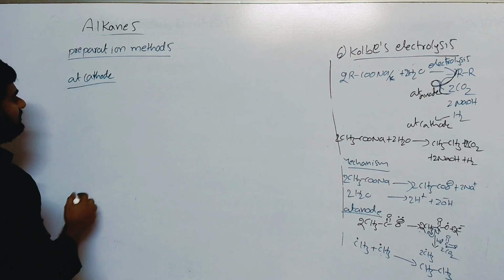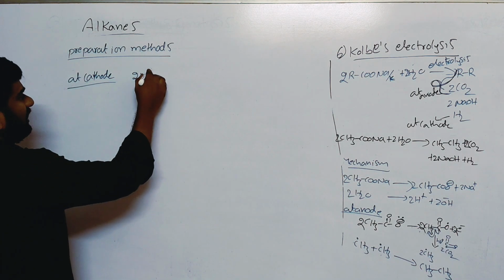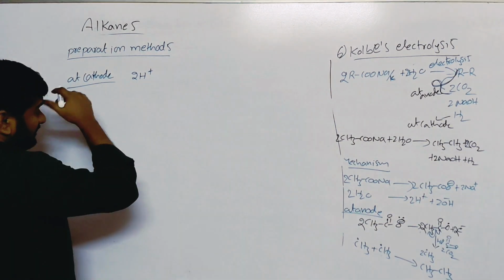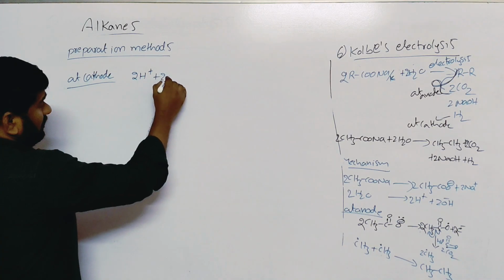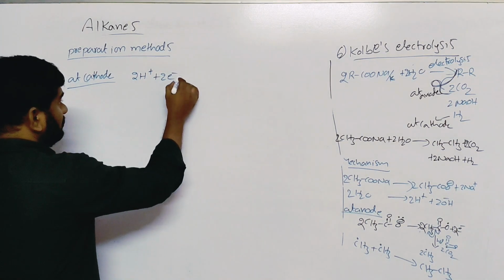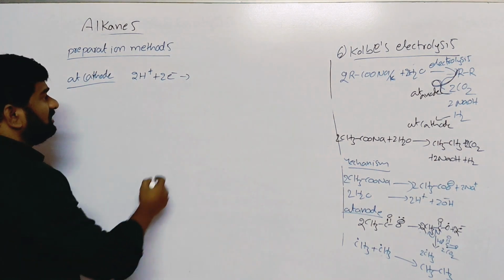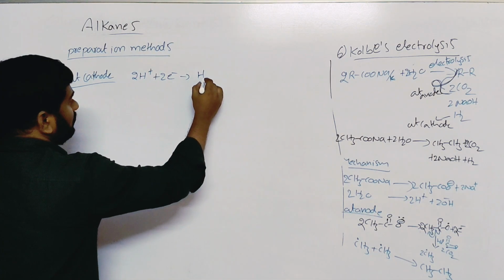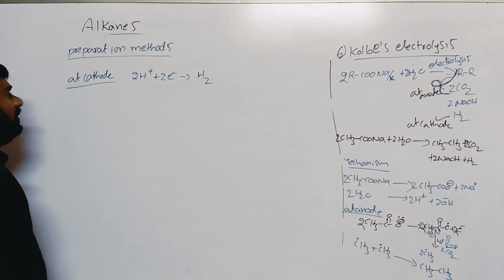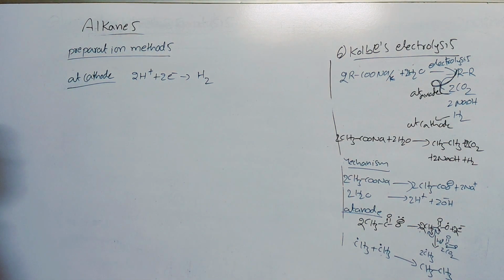At the cathode, what is happening? Positive ions will come to the cathode, so 2H+ will come. The 2 electrons released at the anode will be gained by 2H+ and removed as H2. So 2H+ are converting into H2 gas.